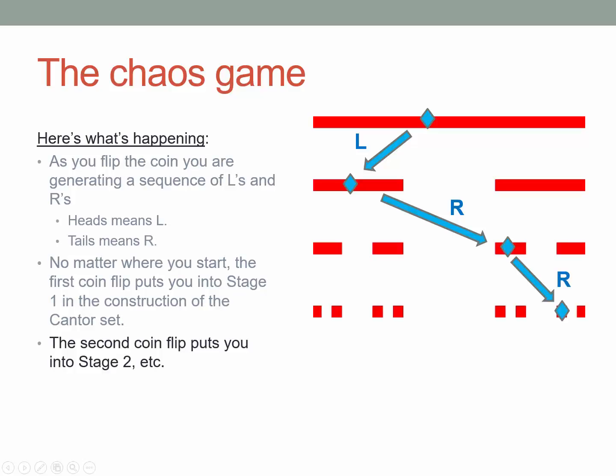The second coin flip puts you somewhere in stage 2 of the Cantor set. So now it's not just that you're in the left piece or the right piece of the Cantor set, you're somewhere within one of those 4 subpieces. You're either in LL, LR, RL, or RR, which are the 4 possible pieces in the second stage. And on and on and on. As you are coin flipping, you're generating L's and R's, and they're telling you where in stages of the Cantor set you're going to be. So you're actually building up an address.